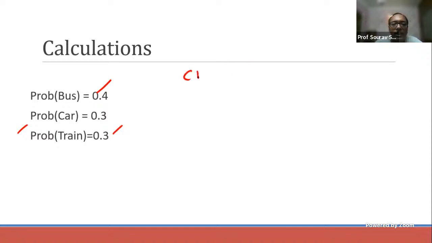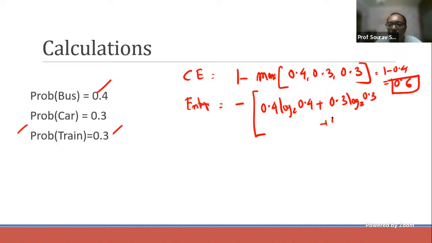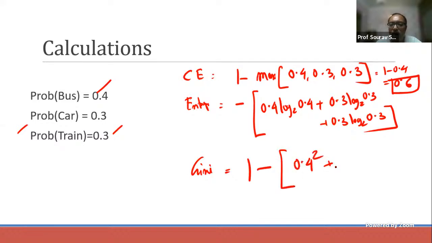If you remember, classification error would be 1 minus the maximum of the proportions 0.4, 0.3, 0.3, which is basically 1 minus 0.4, equal to 0.6. That is my classification error value for the root node. For the entropy, this is going to be minus 0.4 log to the base 2 of 0.4 plus 0.3 log to the base 2 of 0.3 plus 0.3 log to the base 2 of 0.3. That's my entropy. And Gini will be 1 minus (0.4 square plus 0.3 square plus 0.3 square).